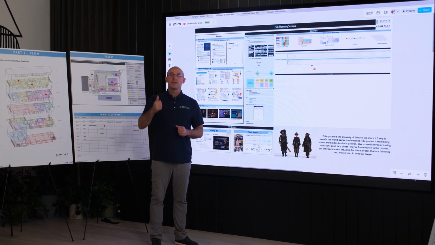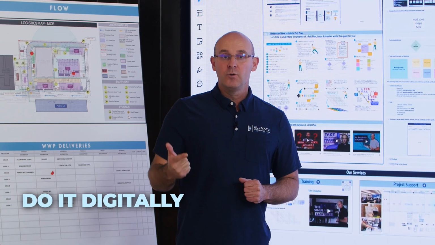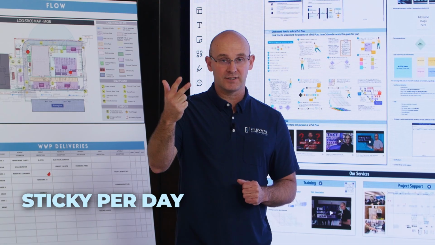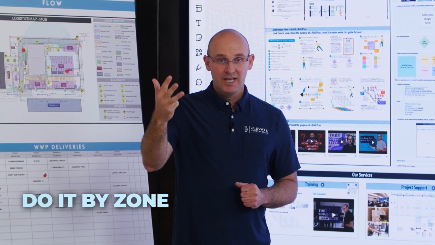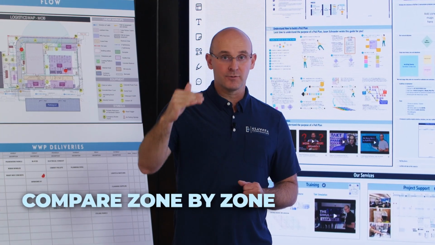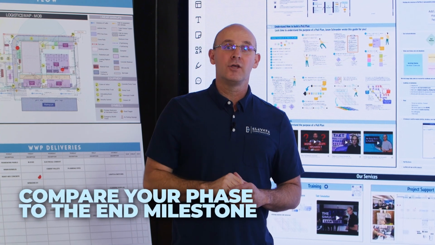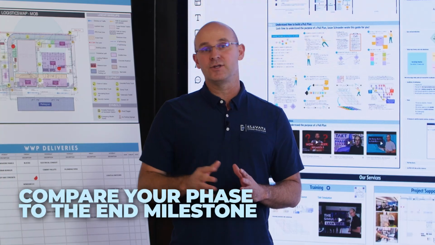And I do want to just start out by saying pull planning, in my opinion, is best done when you prepare the trades with homework, when you do it digitally, when you have a sticky per day, not batch a bunch of days into one sticky, where you do it by zone, where then you compare zone by zone for diagonal trade flow, and you compare your phase or your pace setting train of trades inside a phase to the end milestone.